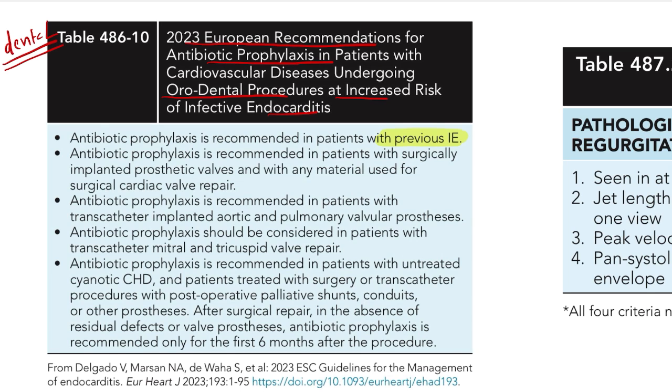Antibiotic prophylaxis is recommended in patients with surgically implanted prosthetic valve and with any material used for surgical cardiac repair. So in this condition, if an implanted prosthetic valve is there, you have to use prophylaxis. Another thing, transcatheter implanted aortic and pulmonary valvular prosthesis. So these are direct lines which will be asked in exam in this table. This table is very much important. Transcatheter mitral or tricuspid valve repair, yes, you have to go for prophylaxis.